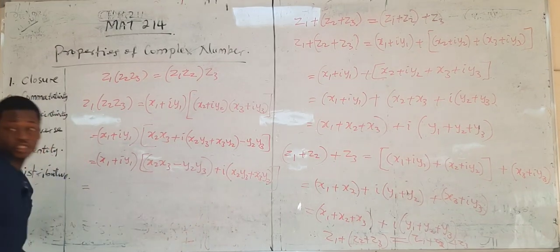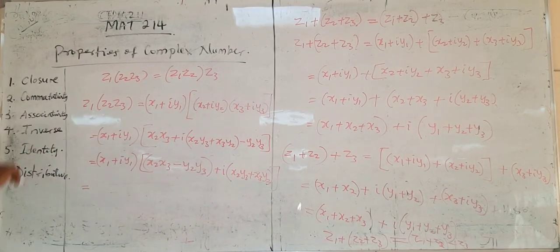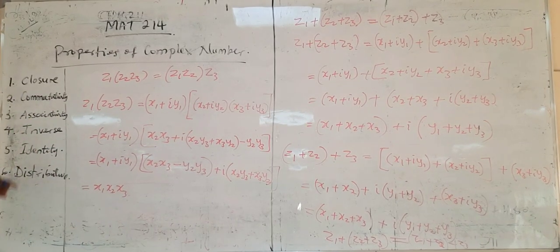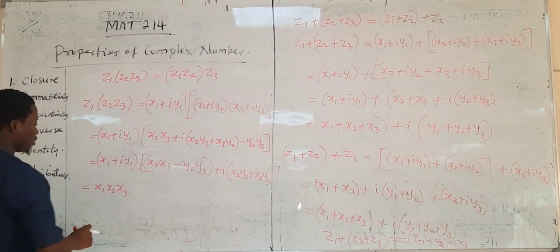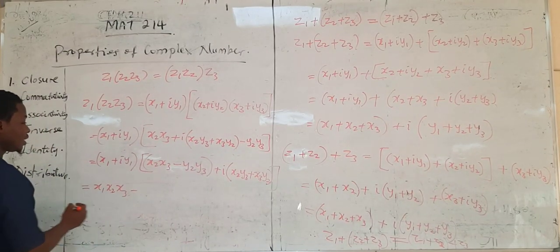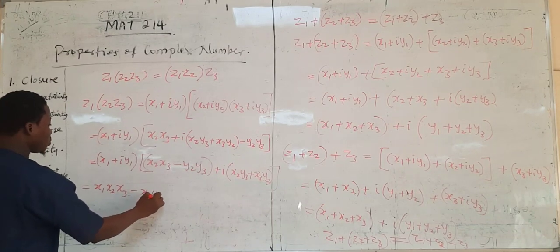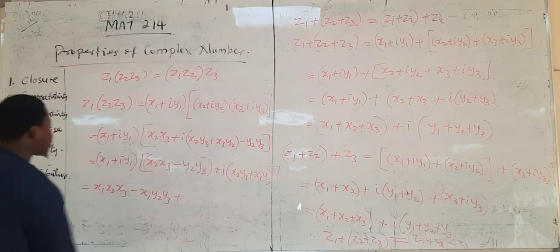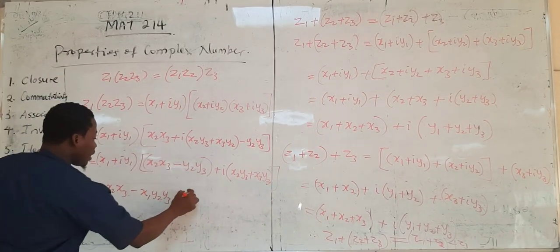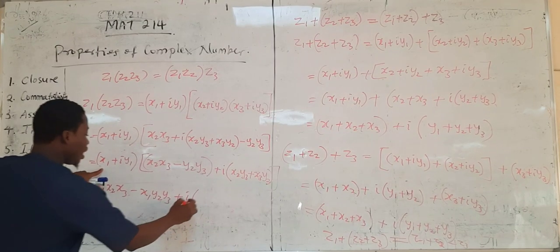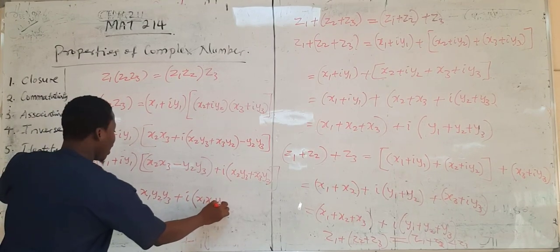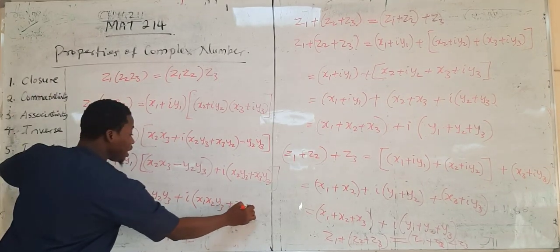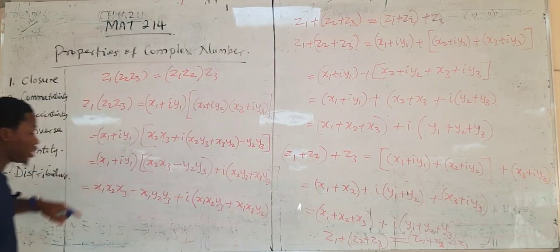x1 times everything here. So we have x1, x2, x3 minus x1, y2, y3, plus i outside: x1, x2, y3 plus x1, x3, y2.